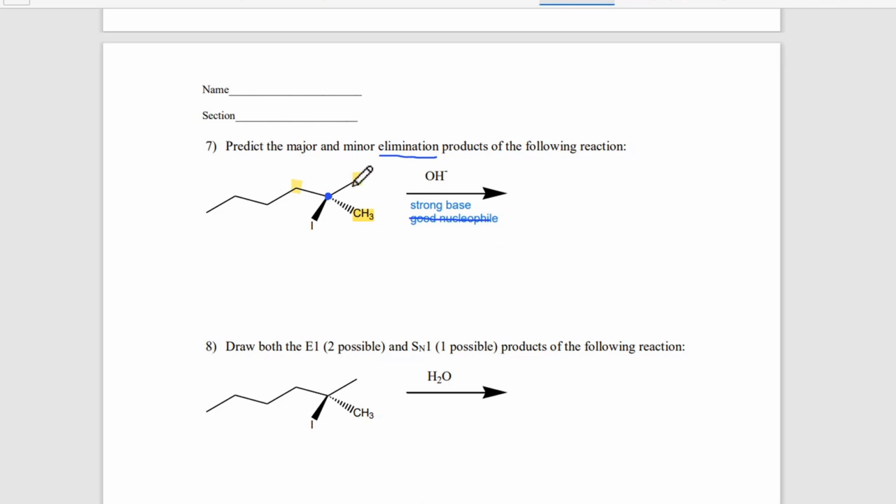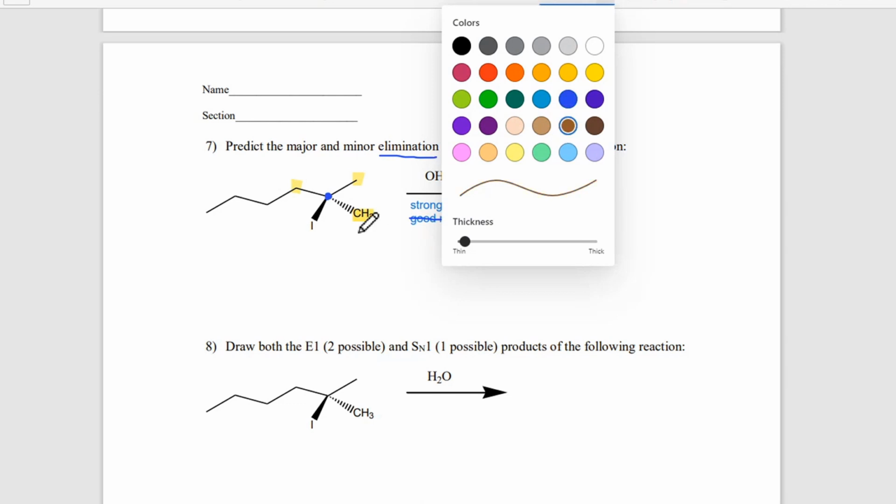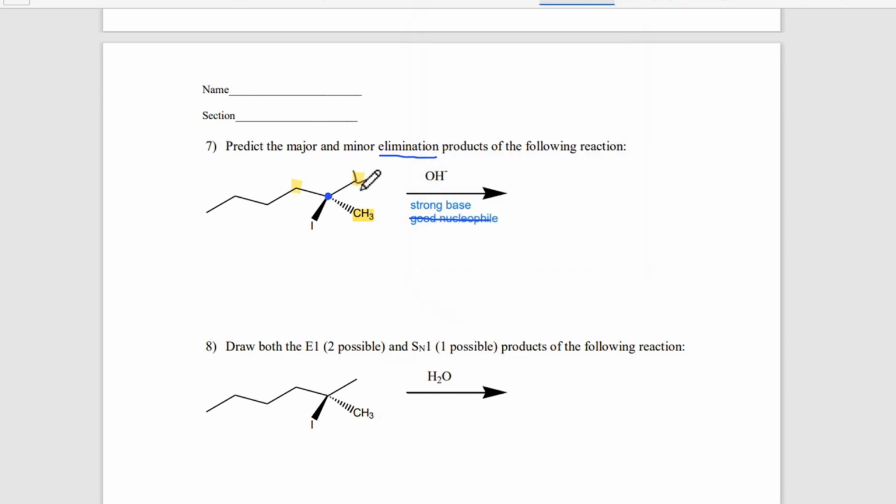Now, elimination always occurs from the beta hydrogens. That's an important point to make. Elimination always occurs from the beta hydrogens. So it's going to be either these hydrogens or the hydrogens on this carbon, or it's going to be the hydrogens on this carbon. Your beta hydrogens are going to be the hydrogens that are ripped off. So we actually have to predict all the products.